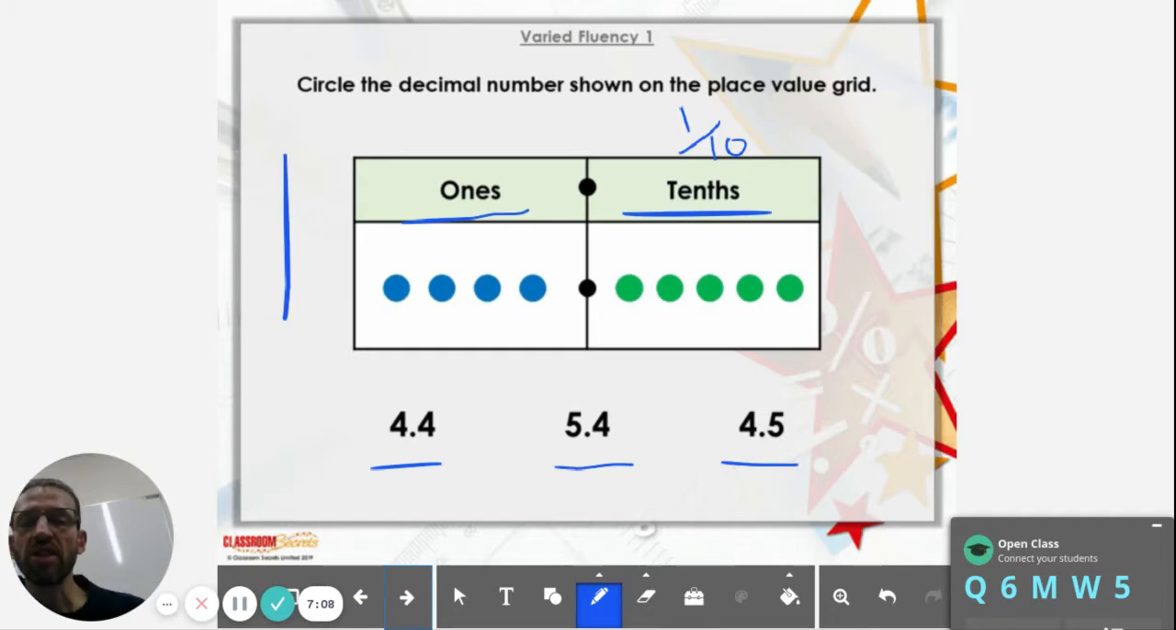So let's look at the ones. It says 1, 2, 3, 4. There's definitely 4 ones, so I know it's going to be perhaps this number here or this number here, either of those 2. Look at the tenths. I've got 1, 2, 3, 4, 5. So I reckon the answer is 4.5.